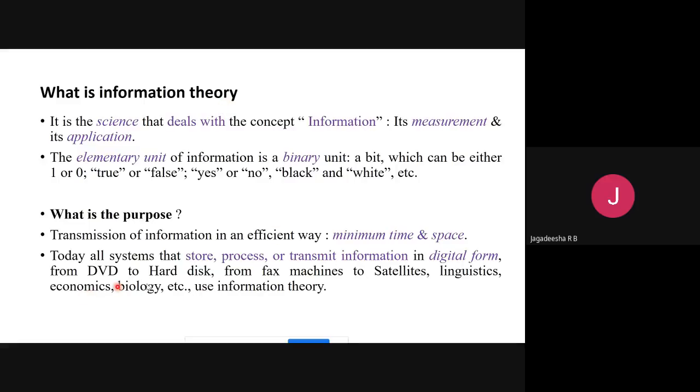And then in economics, in the stock market, we need to understand how the stock market functions, or what is the probability of this information coming in the next day. For example, one stock is high today; tomorrow, whether it will still be high or go down, whether it depends on any other information that appeared yesterday, and so on. Similarly, in biology, we use information theory.